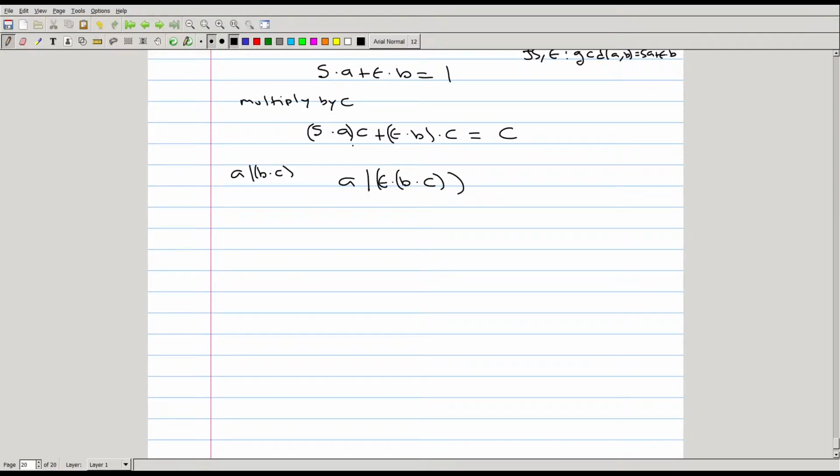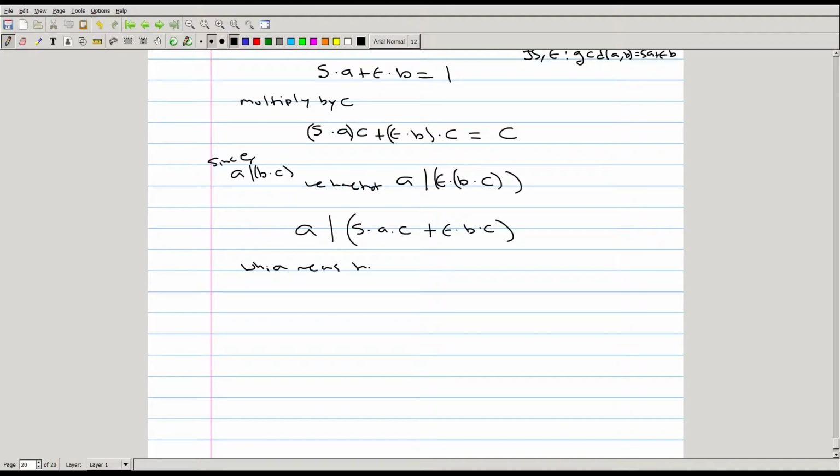And it's clear that A divides S times A times C because we have just an integer multiple of A. And because A divides this term and this term, by the previous theorem that we also proved on adding divisibility, we have that A divides S times A times C plus T times B times C, which means that A divides C, completing the proof.